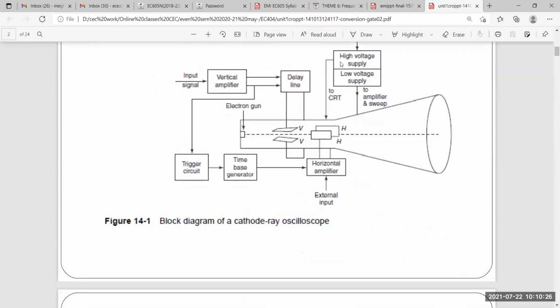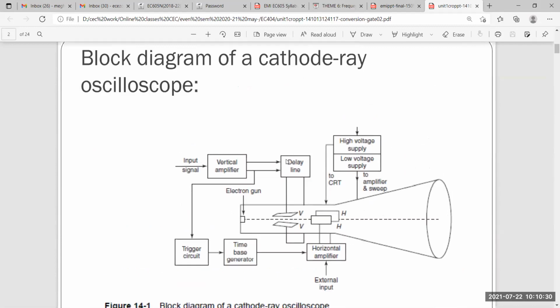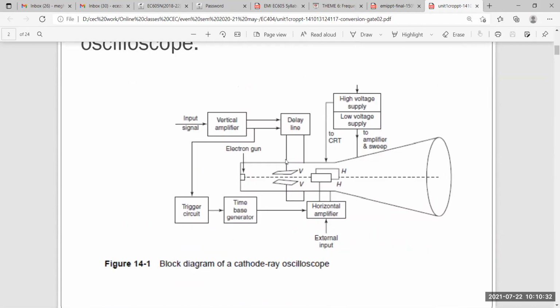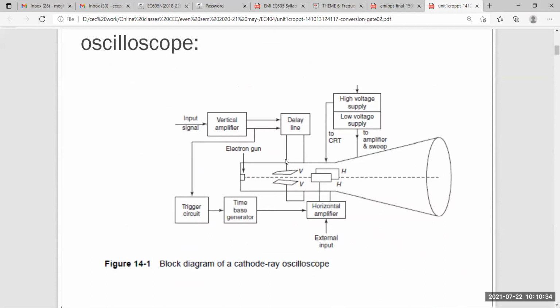It's here, the time-base generator. Follow this picture. This is the overall diagram of a CRO. The previous picture which I showed you was only for the CRT, and this is the overall picture of the CRO.